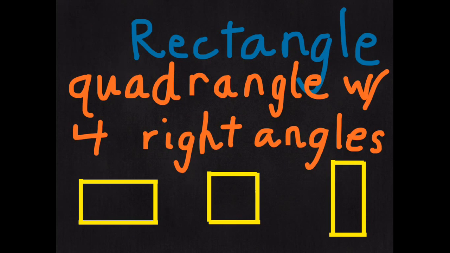Another shape everybody knows, but maybe you couldn't describe what it is with words. A rectangle is simply a quadrangle with 4 right angles. These are all rectangles, and you can see, of course, that all 4 angles are square corners. They're all right angles. So these are rectangles, and even squares are a type of rectangle, because a rectangle is any quadrangle with 4 right angles. So this is a square, but it's also a rectangle.